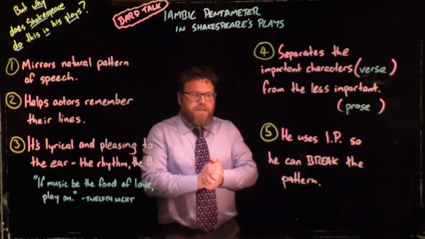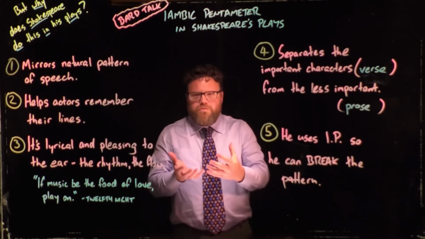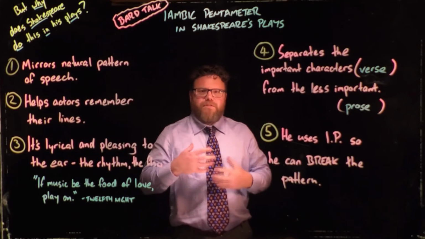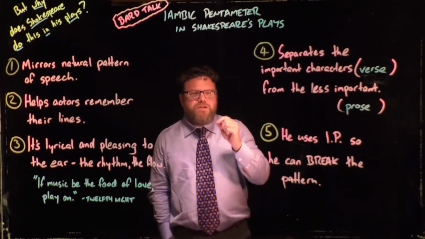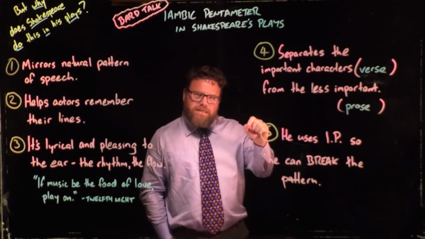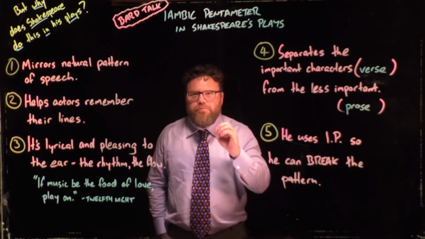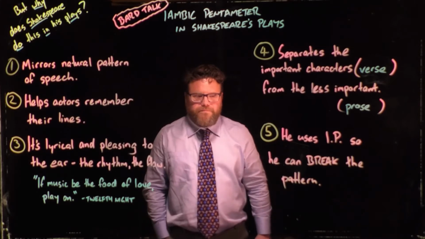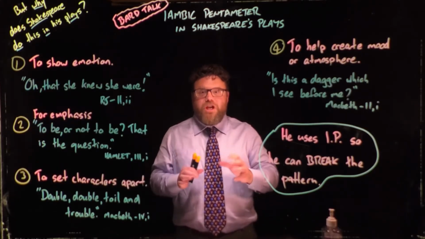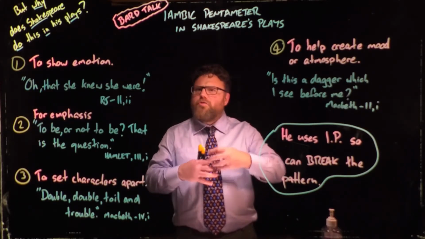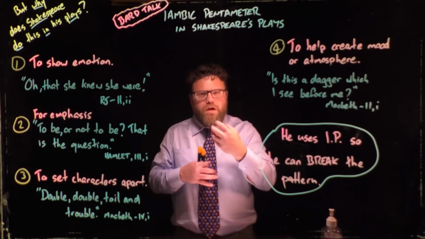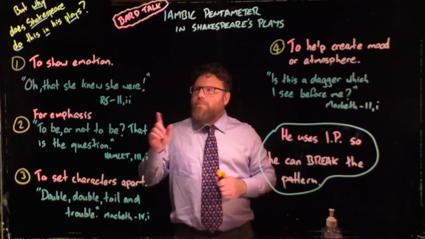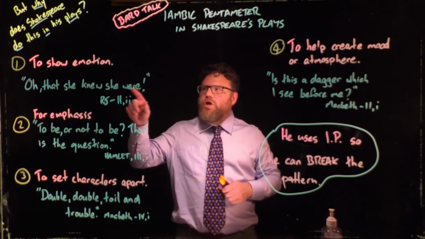The fifth reason, and I think the most useful for you as a student, especially, to be able to discuss Shakespeare, is he uses iambic pentameter in his plays so that he can break that pattern for effect. And I'll talk about that now. So when you've got a pattern, you can break it, and that can create emphasis or give you a strong effect. One way that Shakespeare uses this is to show emotion.